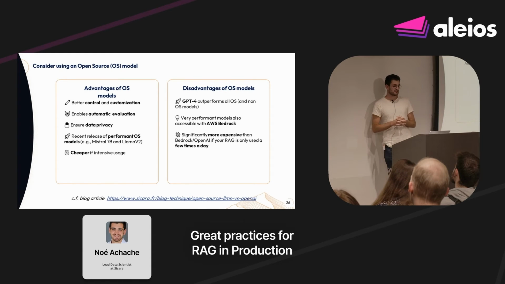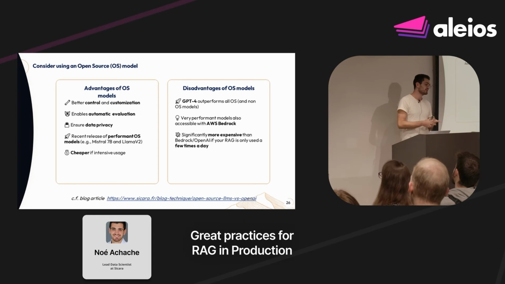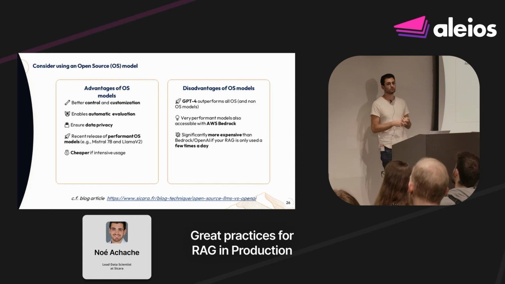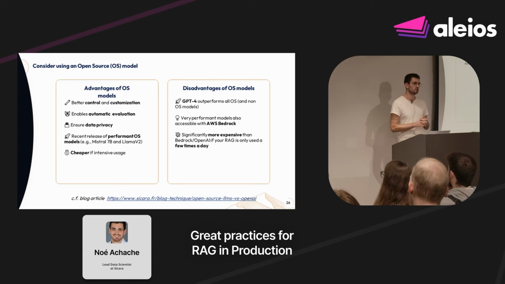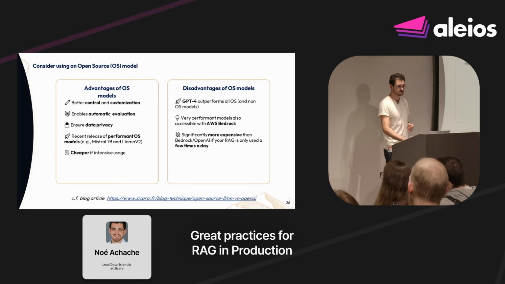So you started iterating, improving your pipeline, etc. And now you may want to consider using an open source model because it provides a lot of advantages, like better control and customization. It's really about the idea that when you don't use closed source APIs, you have access to the tokens that directly come out of the model, the probability distribution of these tokens, and you can really play with them to do some more advanced stuff.